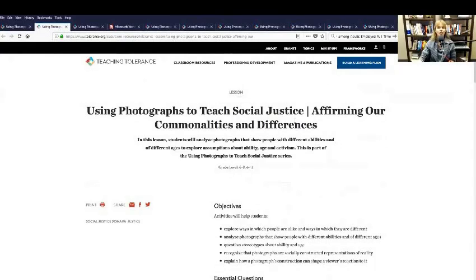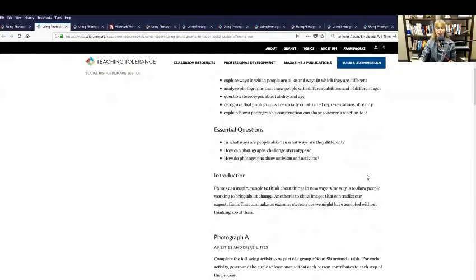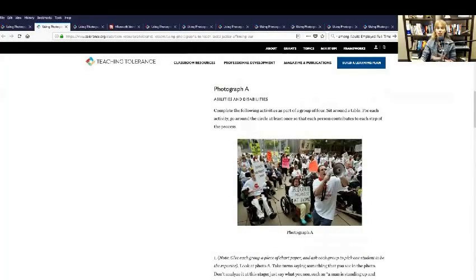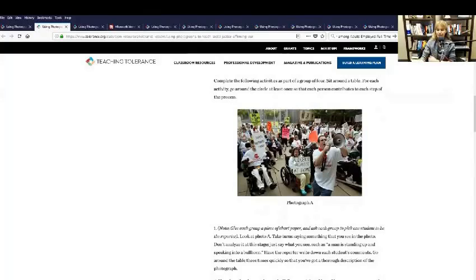Another activity is affirming our commonalities or differences. So we want to help them see the ways that we're alike and we're different, and how photographs can challenge stereotypes. So then we look down here at photograph A, and have people take turns saying something that you see in the photo. Don't analyze it at this stage, just say what you see. And it helps people clue in to what they hone in on immediately when they see things. Do they see someone standing? Do they see someone in the wheelchair? Do they see, you know, a protest? What is it that they see first?